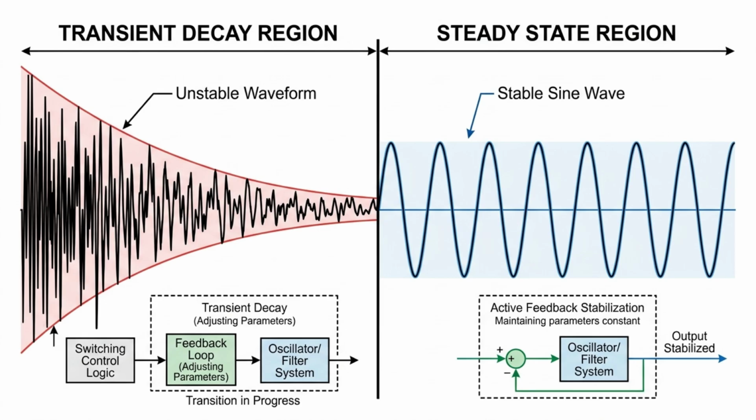When you switch a circuit on, its behavior is not immediately stable. It first goes through a changing phase before eventually settling into a stable condition. In this lesson, we will clearly distinguish transient response from steady-state behavior and understand how both define real circuit operation.